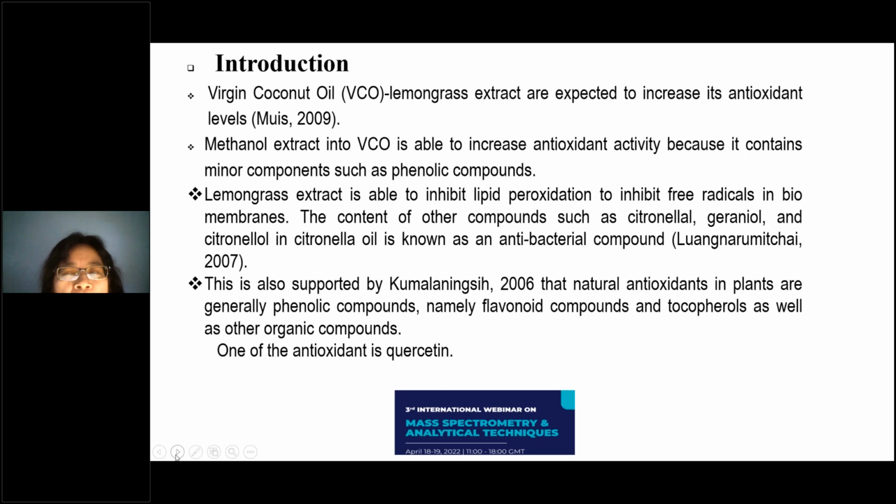based on Luang 2007. This is also supported by Kumaraningsih 2009, that natural antioxidants in plants are generally phenolic compounds, namely flavonoid compounds and tocopherol, as well as other organic compounds. One of the antioxidants in our research is quercetin.